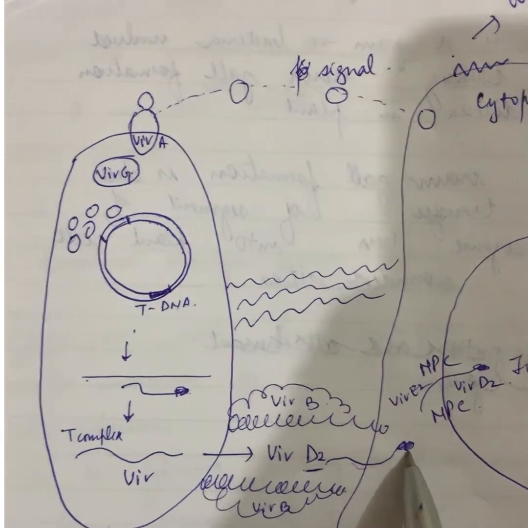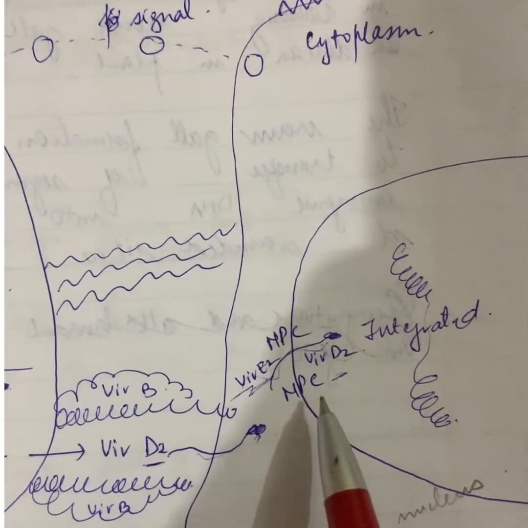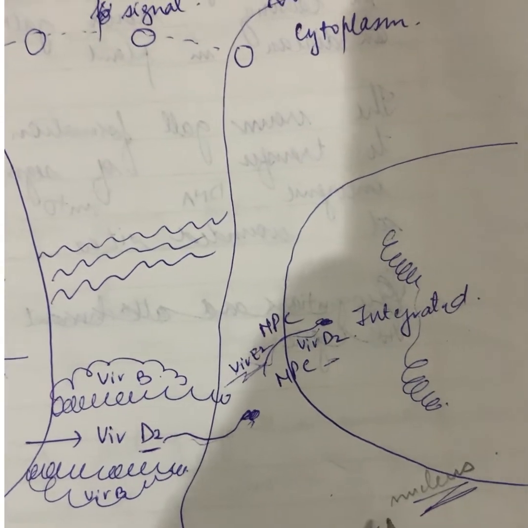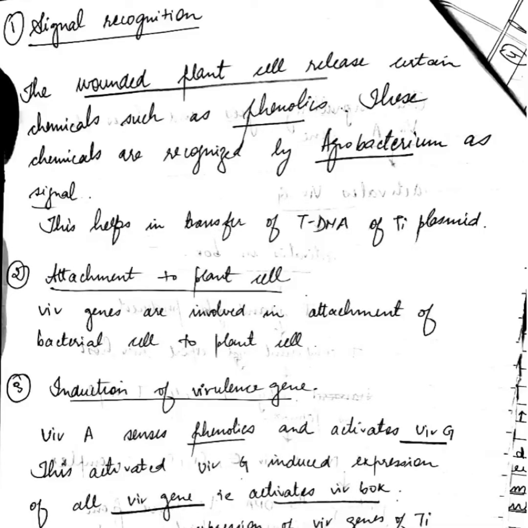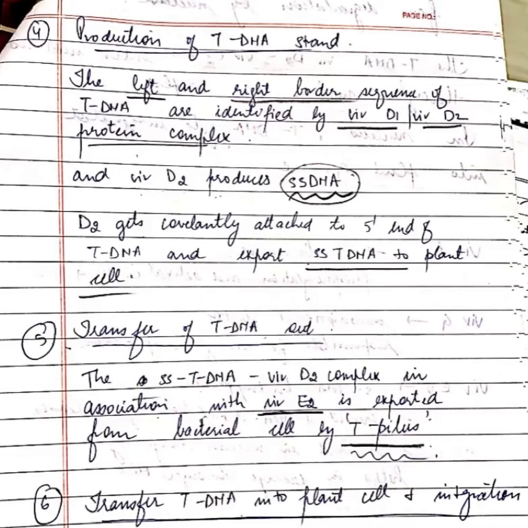Now the T-DNA is identified by the VirD1 and VirD2 protein complex, and VirD2 produces single-stranded DNA that goes and gets integrated into the nucleus. So now I have explained the whole process through the diagram. Now in the upcoming slides I have written each and every step in detail, and every Vir gene has a specific function. You can just go through my notes and then you'll be able to understand the process very well. In the end, in the nucleus, the T-DNA finally gets integrated into the plant genome, and that repairs the wounded cell.